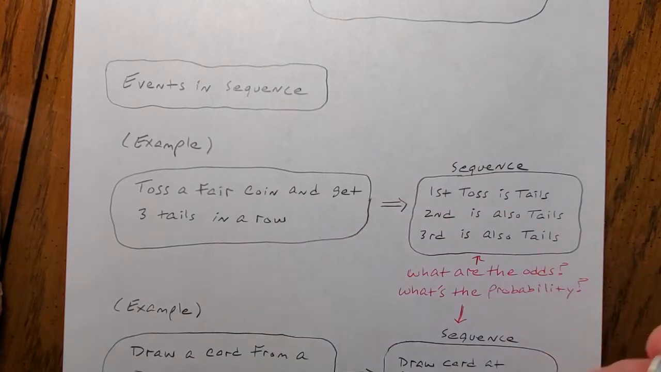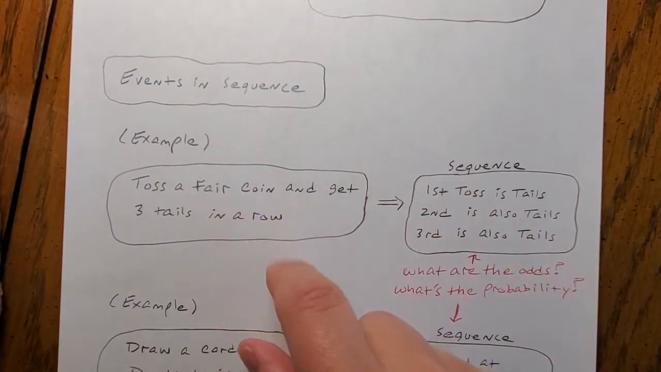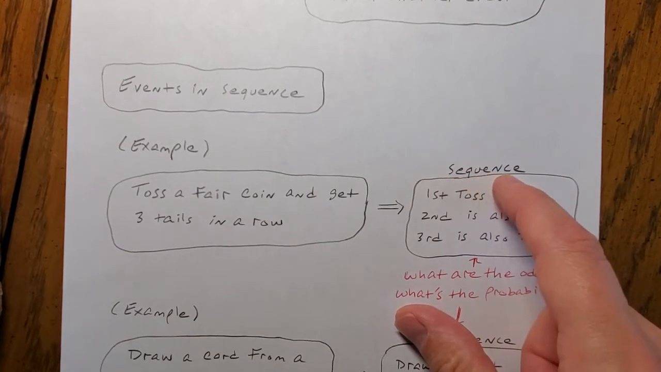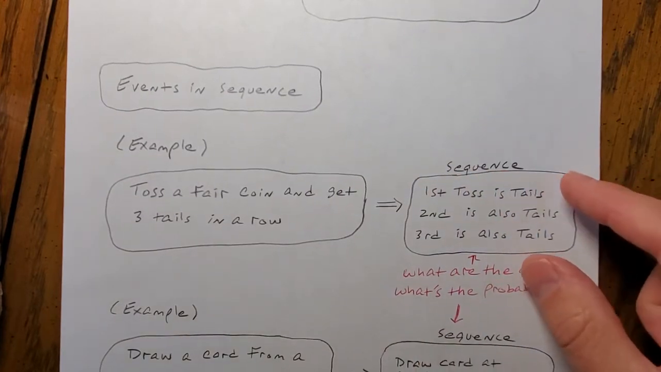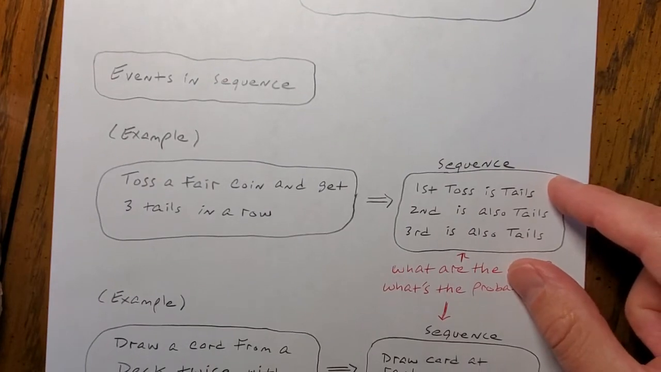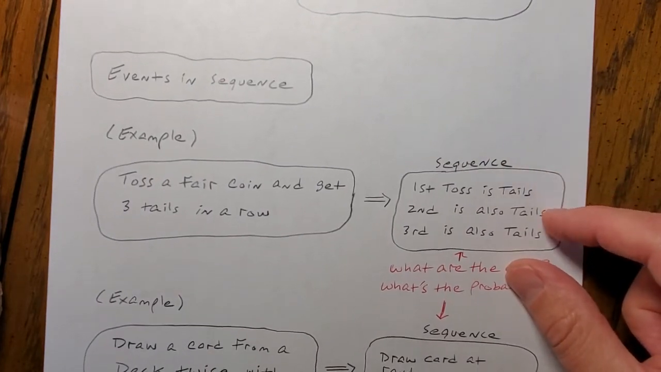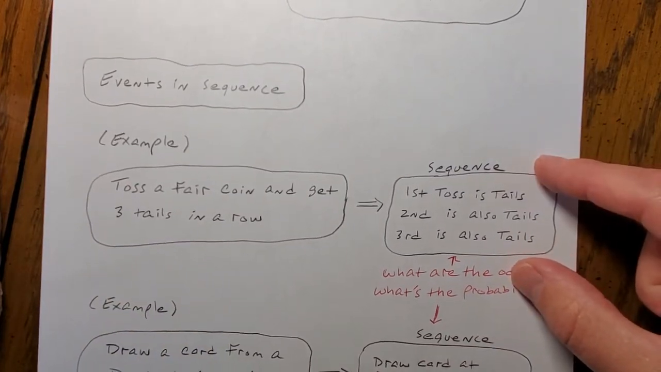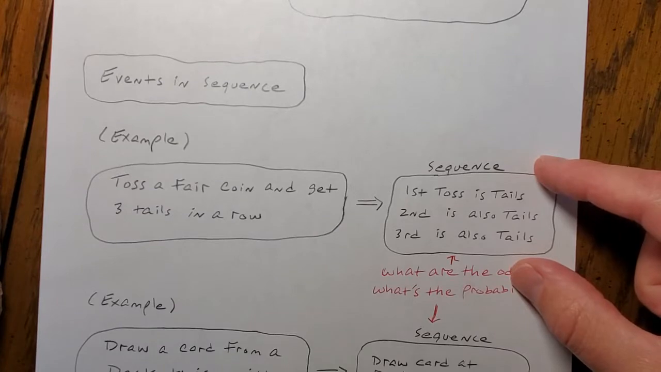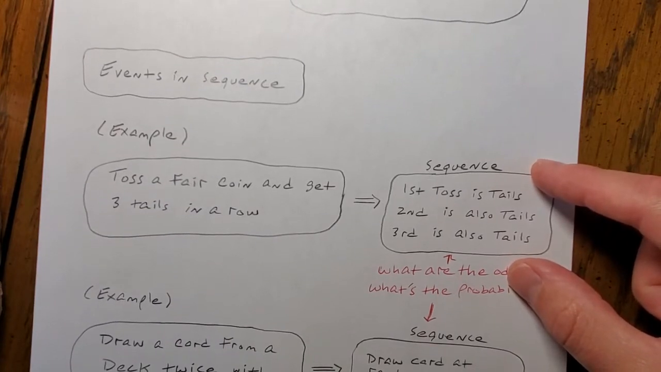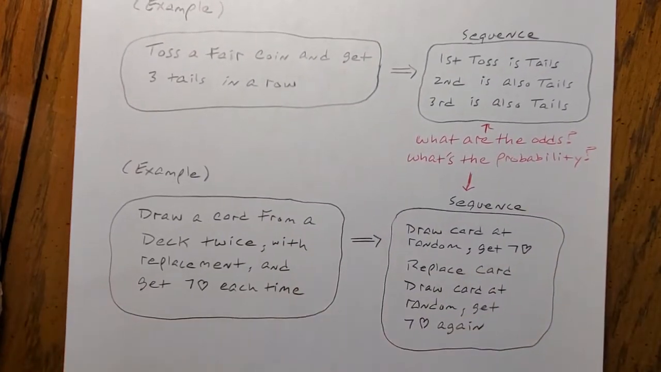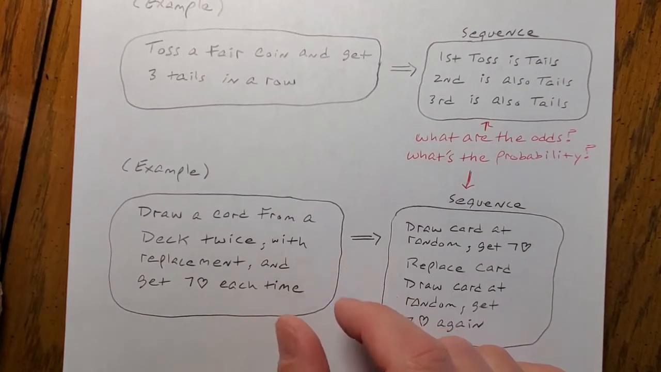But nonetheless, tossing a coin 3 times, those are random events in sequence. I want to know, how do you calculate the odds of that sort of thing? First toss is tails, second toss is tails, third toss is tails. That's one example of events occurring in sequence, and I'm curious, how do we do probability calculations on that, okay?